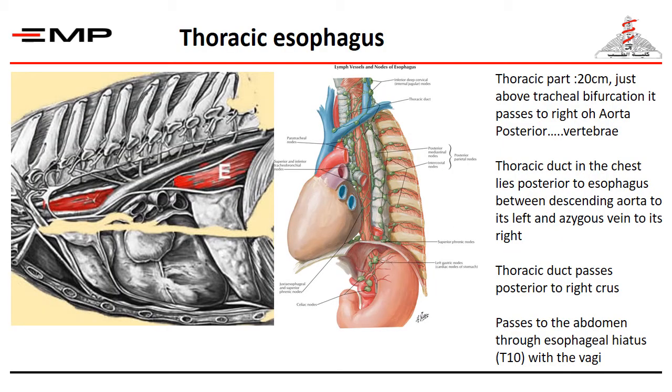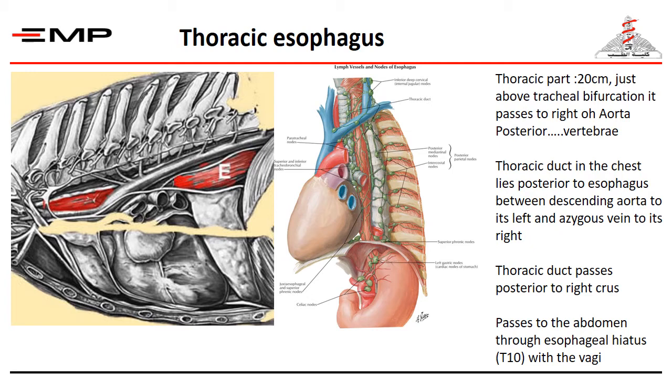The thoracic part is about 20 cm long. Just above the trachea bifurcation, it passes to the right of the aorta. Posteriorly, we find the vertebrae. The thoracic duct, which is an important structure related to the esophagus in the chest, lies posterior to the esophagus between the descending aorta on the left and the azygous vein on the right.